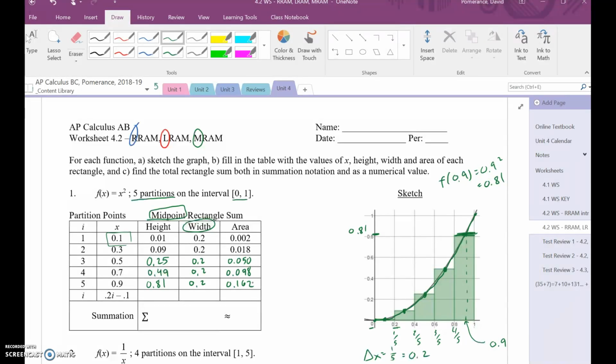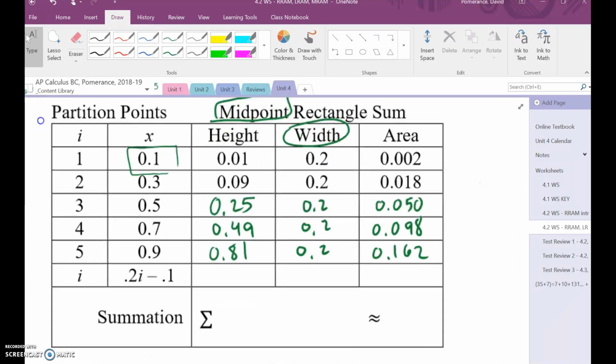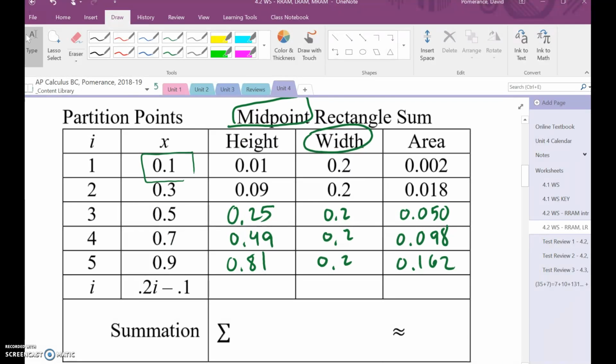But kind of the goal here is to come up with some sort of equation so we can do this for some generic value. So we're going to talk about the ith partition. Not the first, second, third, fourth, or fifth, but any one of these. So we look at this and we try to find a pattern. The 0.1, 0.3, 0.5, 0.7, 0.9. Well, they're going up by 0.2 each time. We're going to add 0.2 to get from here to here, and we're going to add 0.2 to get from here to here. So that's where this 0.2 comes from. That's the rate of change, the slope of that linear progression.